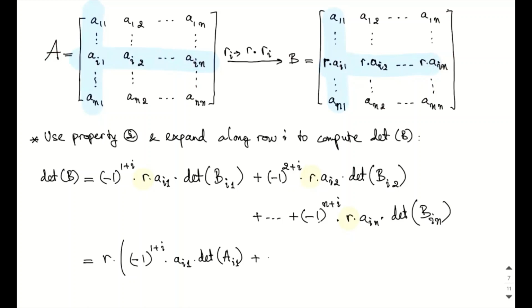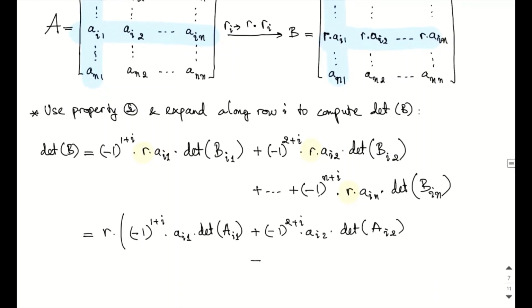And similarly, after you took out R, you have AI2 and the determinant of BI2, but then BI2 is going to be the same as AI2 because you deleted the row I, which is where you have the differences between the two matrices. So there is no difference anymore after deleting. And then negative 1 to the N plus I times AIN times the determinant of BIN, but BIN is the same as AIN.